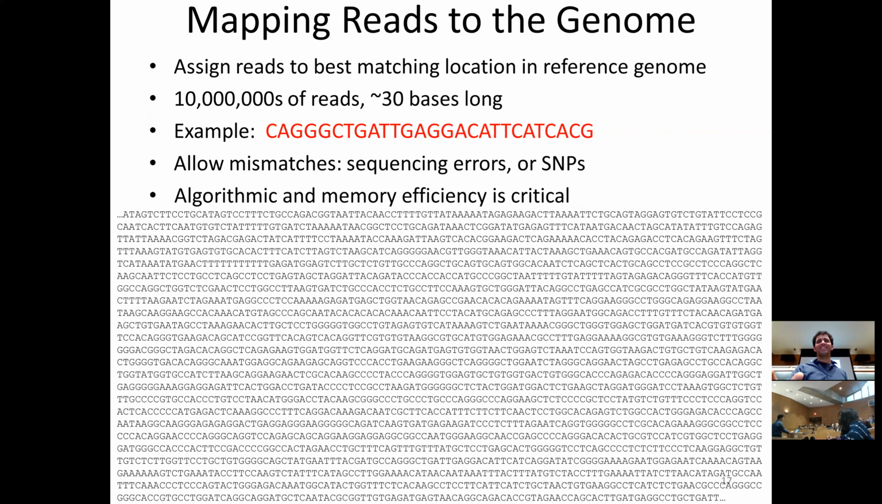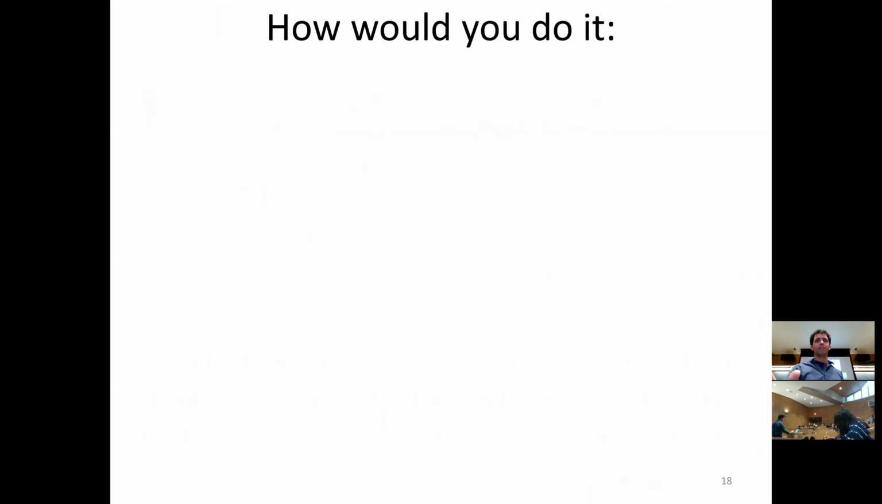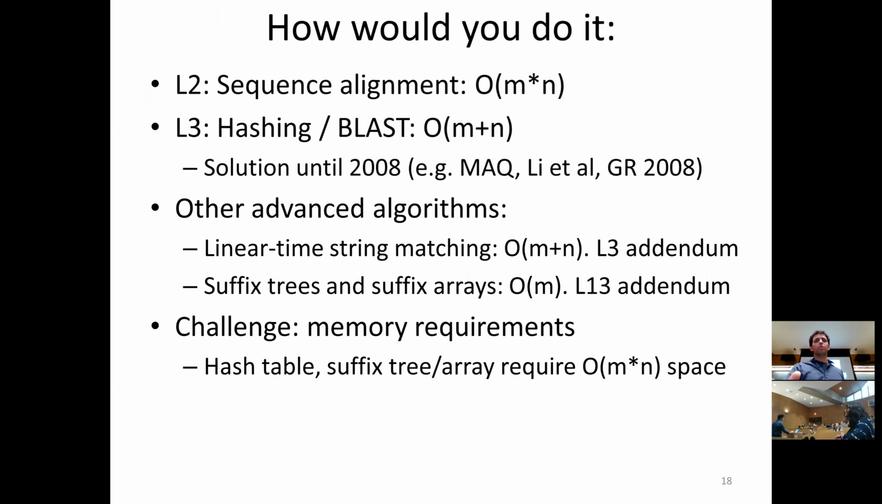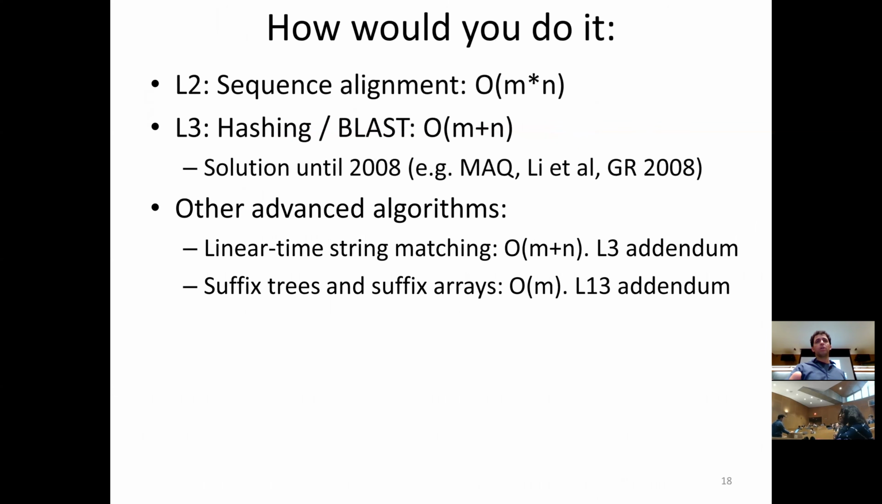Anyway, this is a tiny, tiny little subset of the genome. Try doing this over 3 billion bases. Big, big genome. So how do we do that ridiculously fast? Again, you could do sequence alignment, hashing, linear time string matching, suffix trees or suffix arrays.